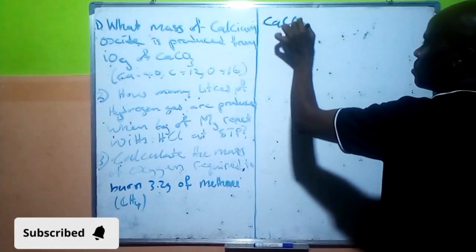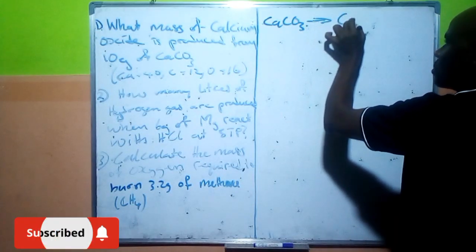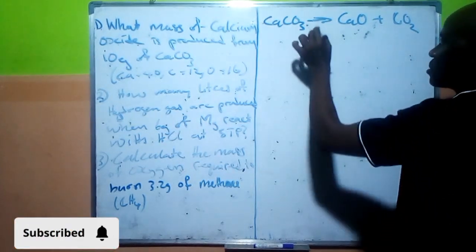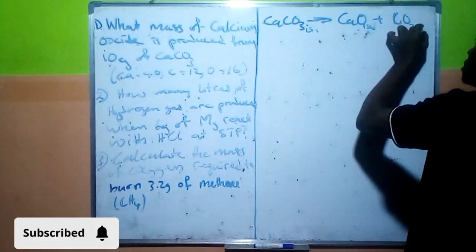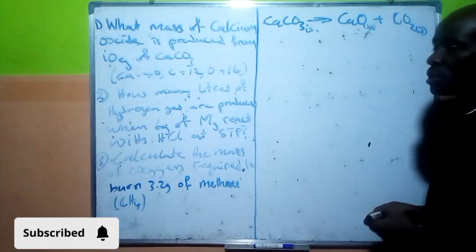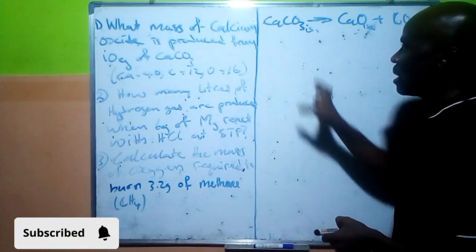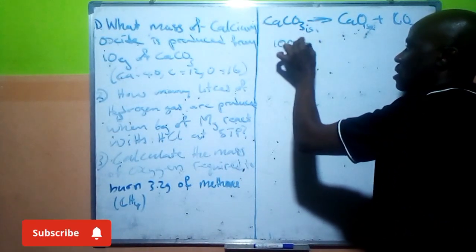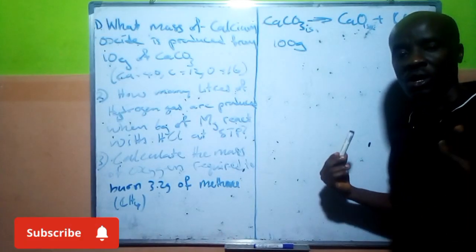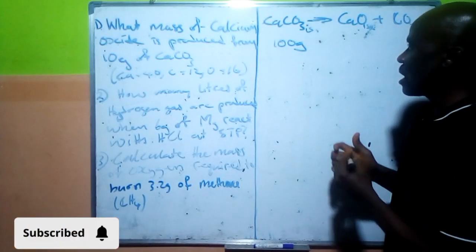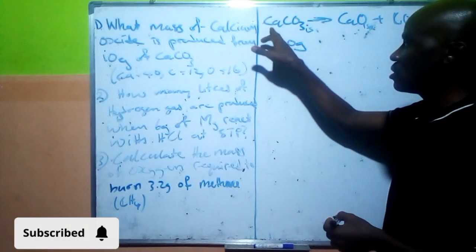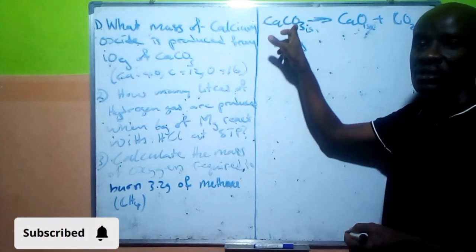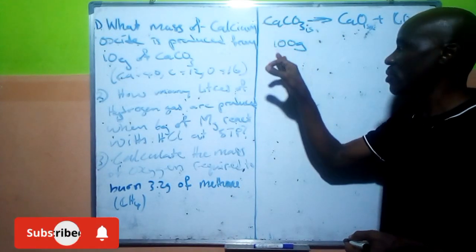It's a decomposition reaction, solid to solid plus gas. In this decomposition reaction, the mass of calcium carbonate here is what? 100 grams. How do I get the 100 grams? Just by adding all the relative atomic masses here. This is 40 plus 12, then we have 16 times 3, which gives us 48. When you add it up, you get 100.